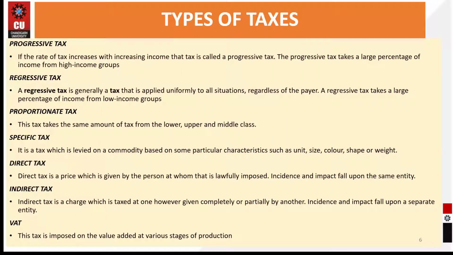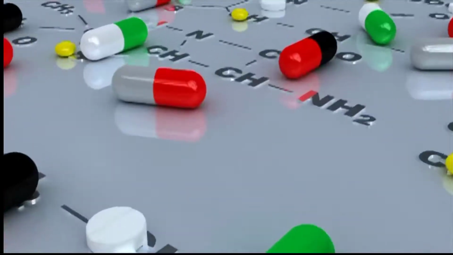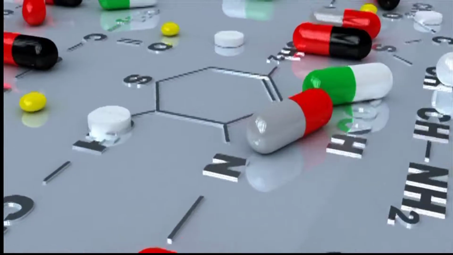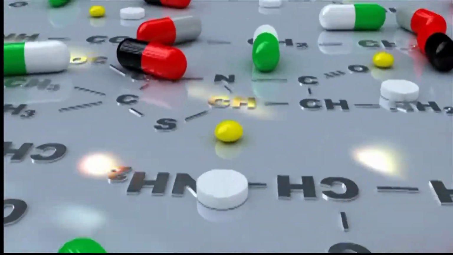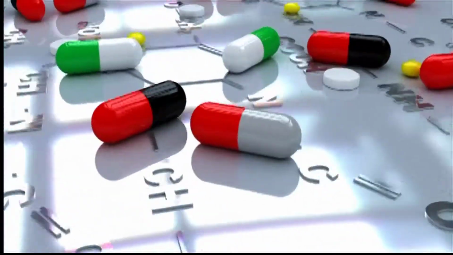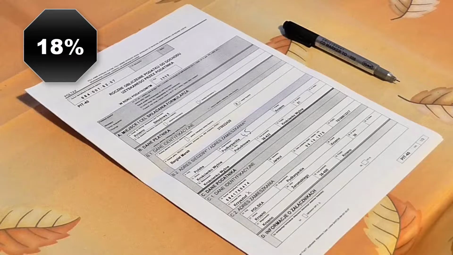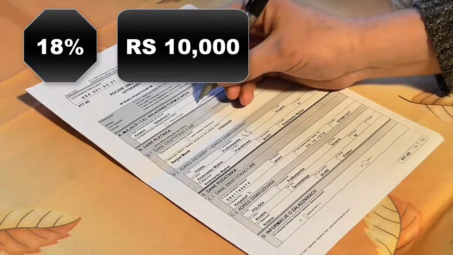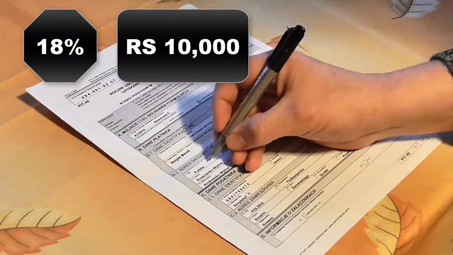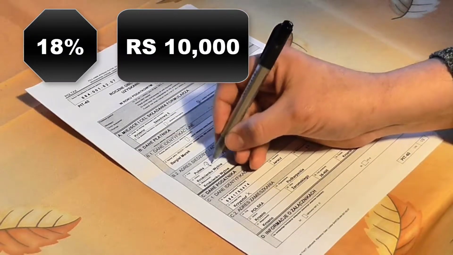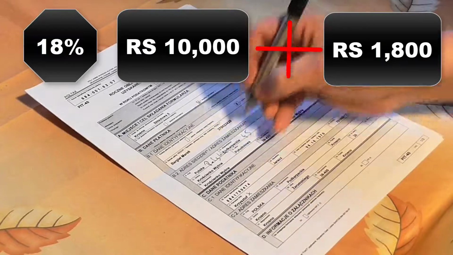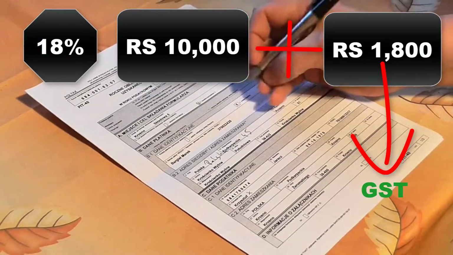To understand this, let us take an example that a person has gone to the shop for purchasing medicine. Different medicines are taxed at different rates in India. So let us assume GST on the medication that one is consuming is 18% and the price is 10,000 rupees. So the total amount that is required to be paid is 10,000 plus 1800, 1800 extra for GST.